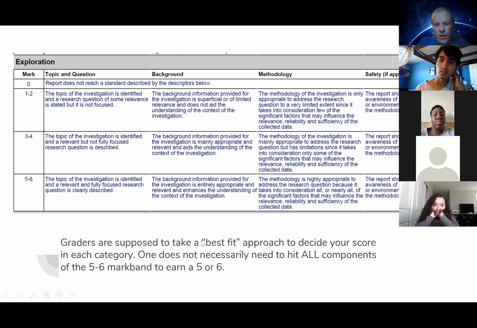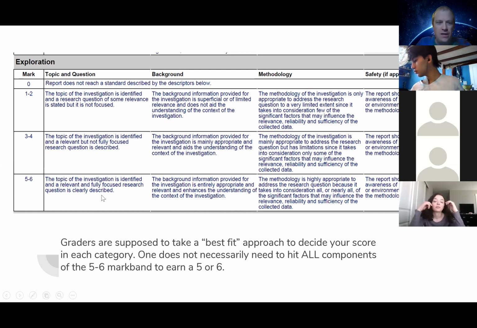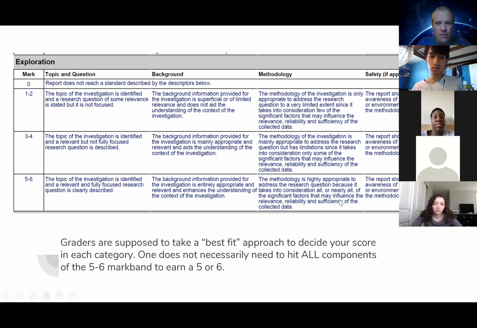So what it says down here is you're supposed to take a best fit approach. So this is what that means. It means you do not necessarily need to hit all of these things in the bottom line to get a 5 or a 6. For example, topic in question, we're going to talk more about the RQ in a moment. Maybe I read yours, maybe I think, yeah, that's pretty good. That's like a 6. It's awesome, actually.